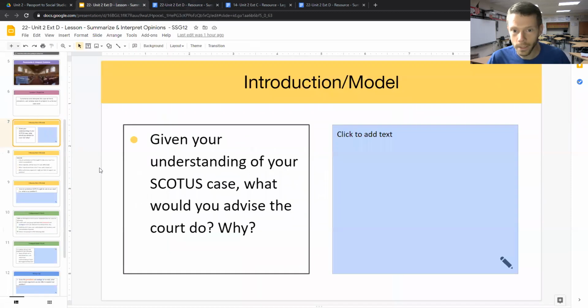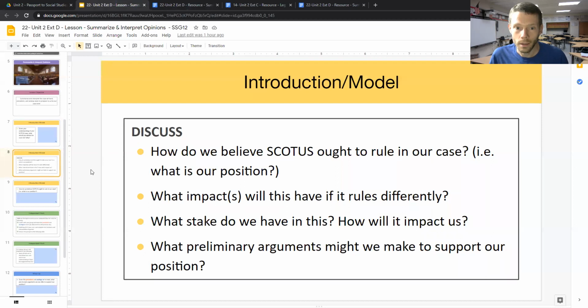So your teacher will likely have you start off with this question. Given your understanding of your Supreme Court case, what would you advise the court to do? What would you like the Supreme Court to do in terms of their ruling? And in terms of discussion, your teacher will probably ask you what impacts their decisions will have if the justices choose different decisions. Consider the stake that you have in this, how the court case specifically affects you, and begin to consider some of the preliminary arguments that we could make to support our position.